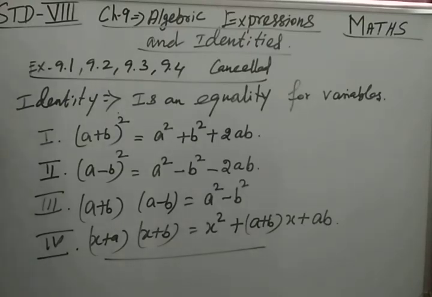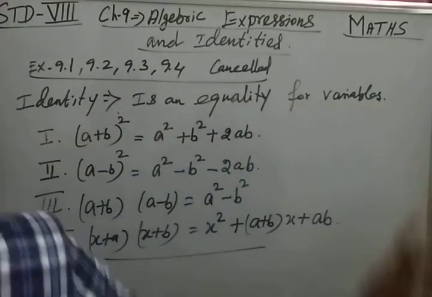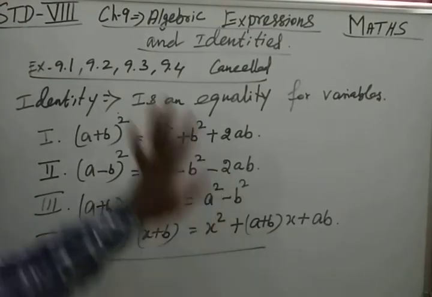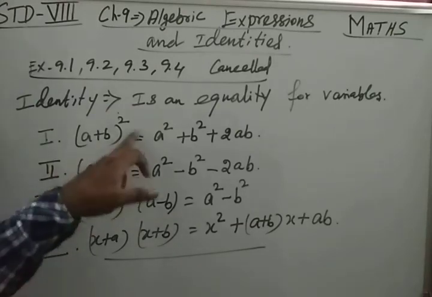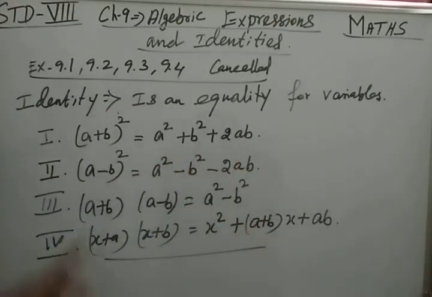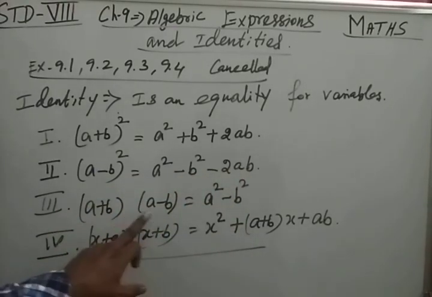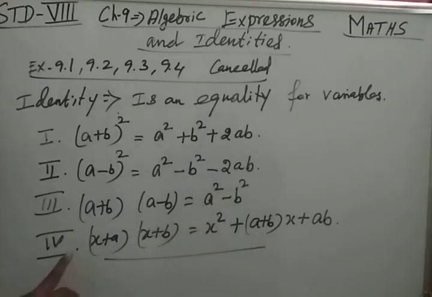And 9.5 is a very important one in this chapter. So I have started 9.5, only the identity. Identity means an equality for variables. There are 4 identities for this year. You have to write (A plus B) the whole square is equal to A squared plus B squared plus 2AB. (A minus B) the whole square is equal to A squared plus B squared minus 2AB. Third one is (A plus B) into (A minus B) is equal to A squared minus B squared. Then the fourth one is (x plus A) into (x plus B) is equal to x squared plus (A plus B) into x plus AB. These 4 identities you must learn and write in your copy also.